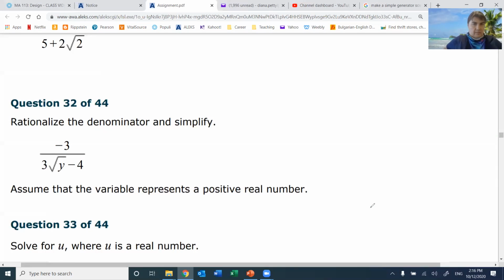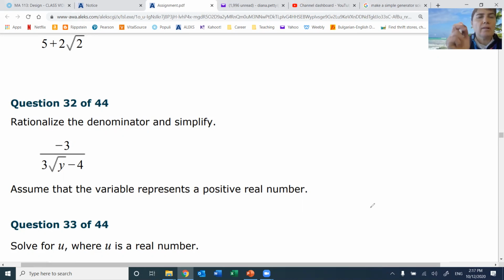Rationalize the denominator. So after we're done today, I don't know. Should I remove some of them? I mean, there are 44 problems. I'll leave them all for the homework practice. I think we should do them for the practice. Okay, I'll leave them.